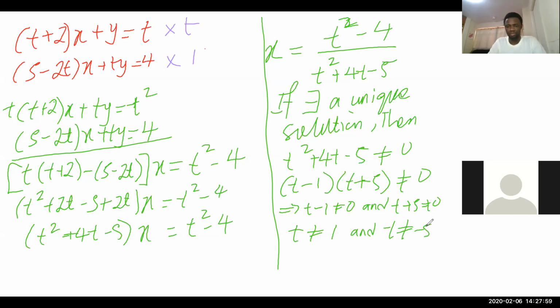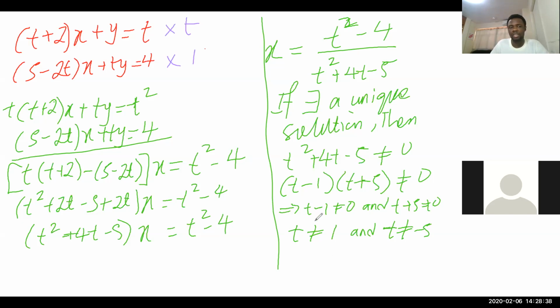Okay. Guys, any questions? Anybody got this? Okay. Find the parameter t for which it has a unique solution. Yes. There are two parts to the question. This is the first part: find the parameter t for which we have a unique solution. Okay, so now, find the unique solution.